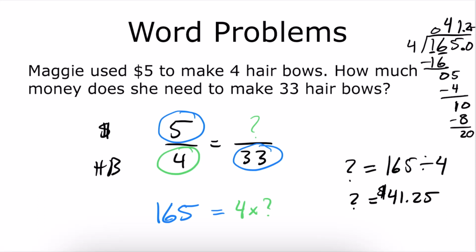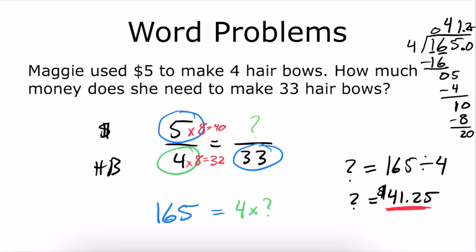So this is how you could solve this problem using cross multiplication. And notice that this answer is reasonable because if we approximate our answer and we say, well, 4 times 8 equals 32. If we multiply 5 times 8, this equals 40. And so it's reasonable that our answer would be $41.25.